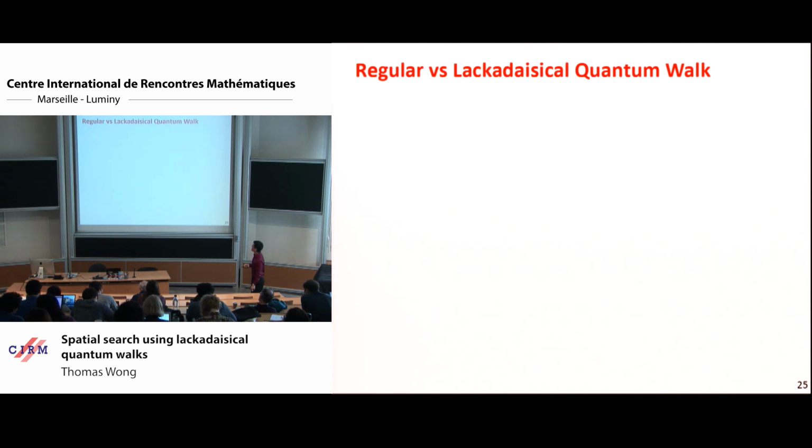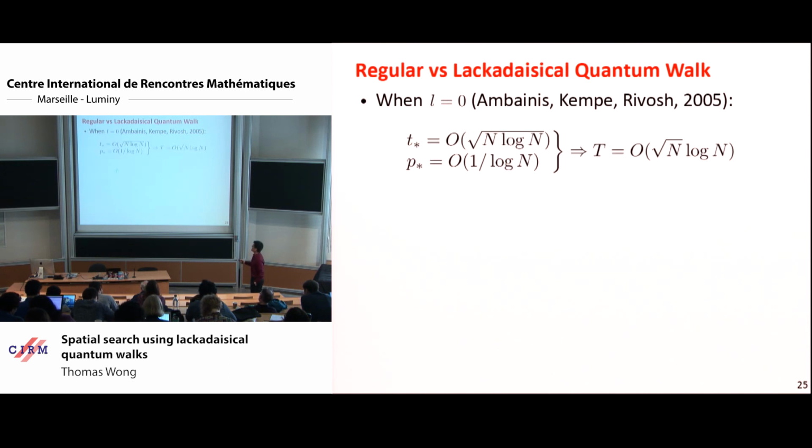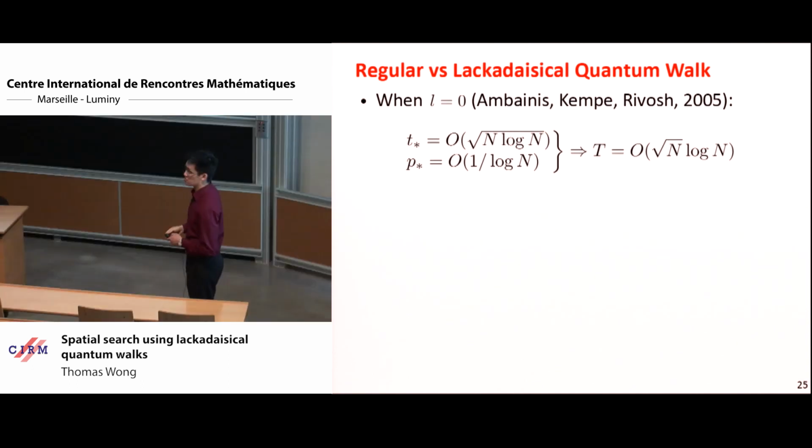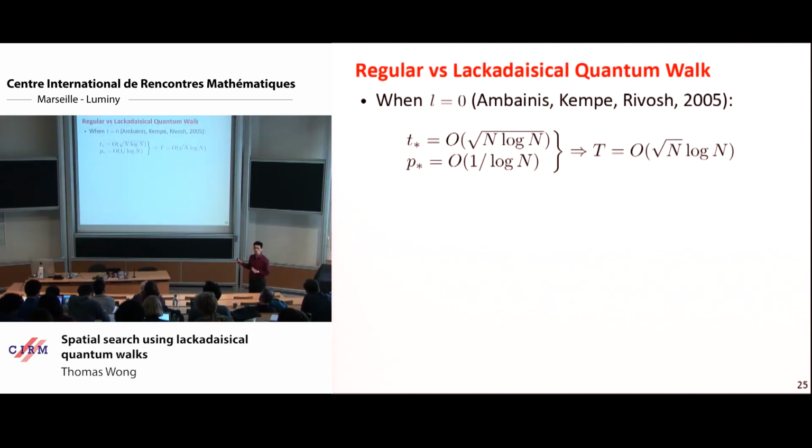In terms of run times, a normal quantum walk that's not lazy, the time to reach that first peak in success probability scales as the square root of n log n. And the success probability, the value of that peak, scales as 1 over log n. So if you use amplitude amplification, the total runtime is root n times log n. So it's almost square root of n. You have a log factor.